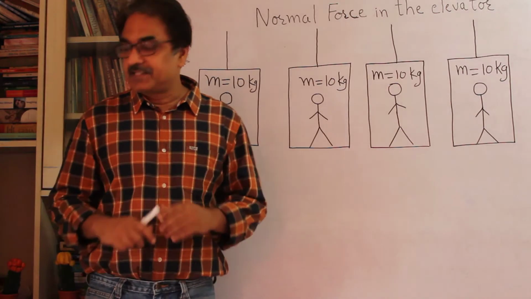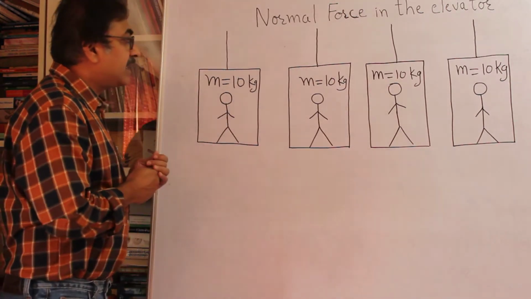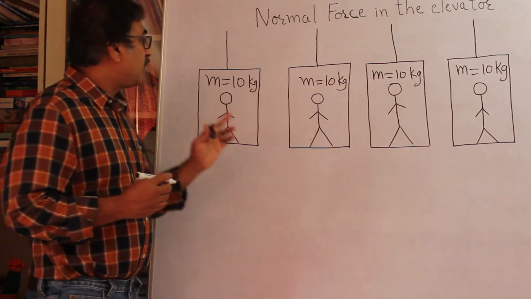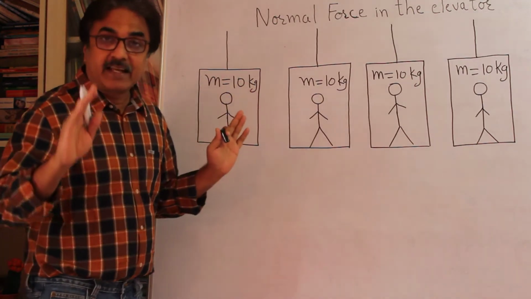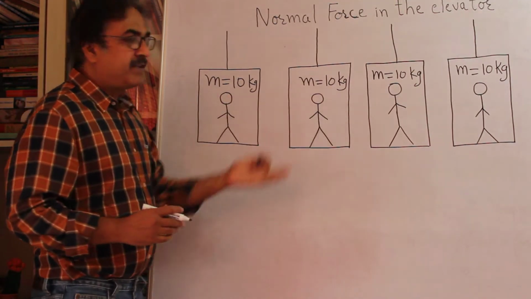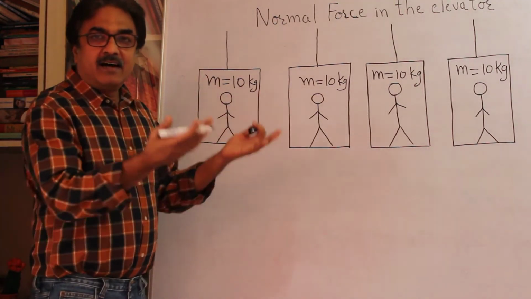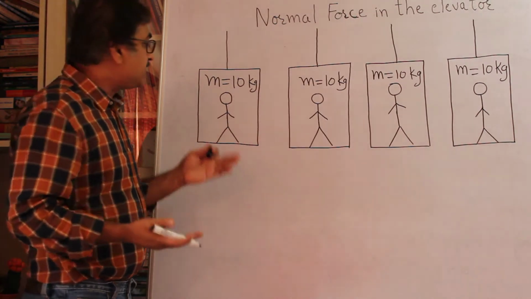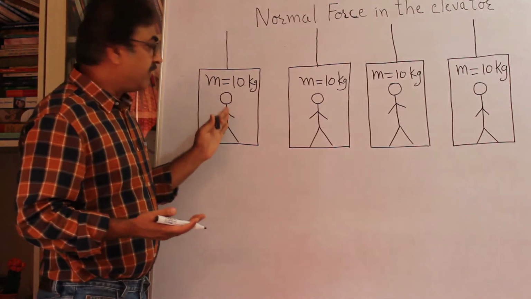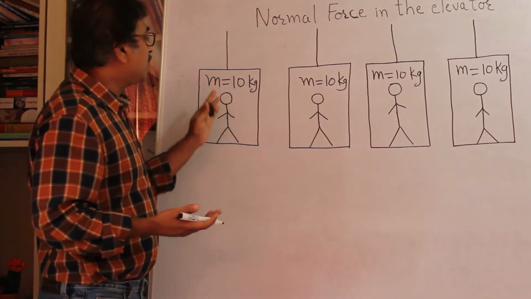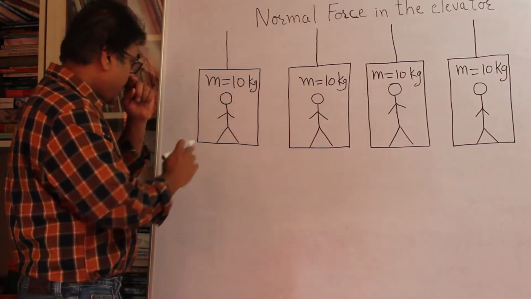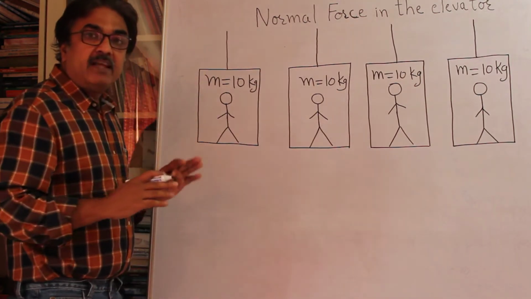So let's understand this. Consider 4 cases, and we have a person, a young boy of mass 10 kg. I'm taking mass 10 kg. Obviously the lift is close to the ground, in the sense we are near Earth's surface. So g is 9.8. That means the weight acting downward is 9.8 into 10 in all the cases.